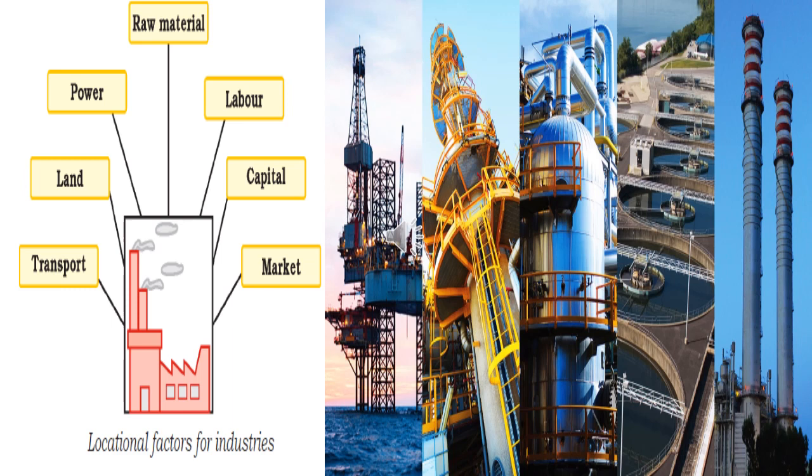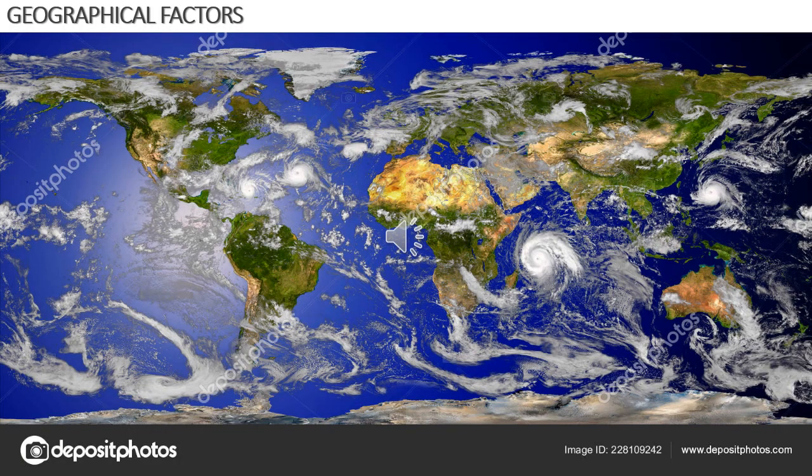So first we will discuss the geographical factors. The geographical factors include raw material, power, labor, transport, storage and warehousing, topography, climate and water resources. Normally the locational factors of industries are grouped into two: geographical factors and non-geographical factors.